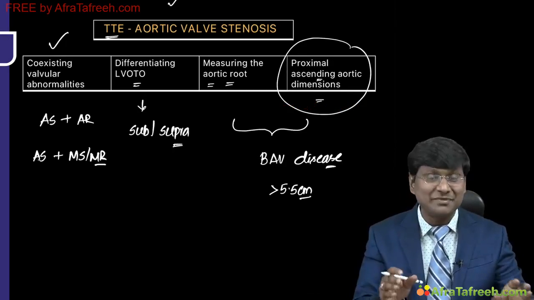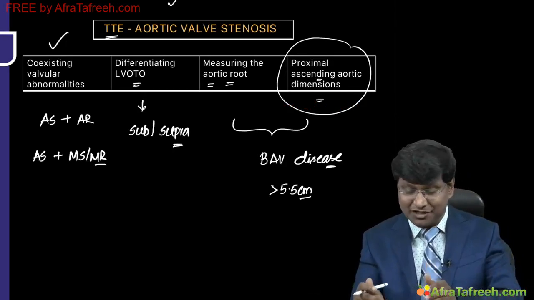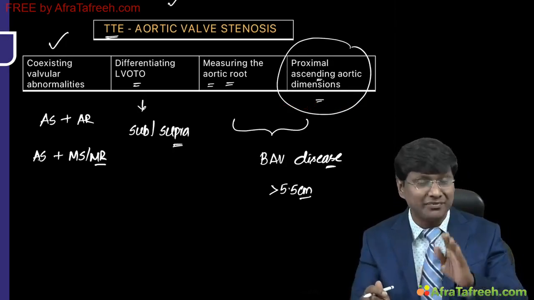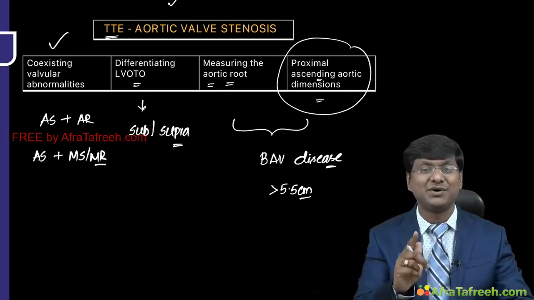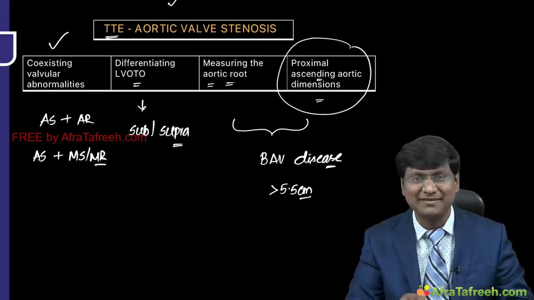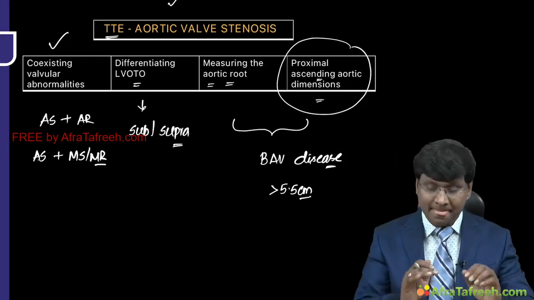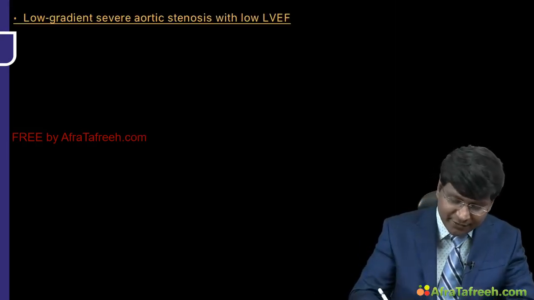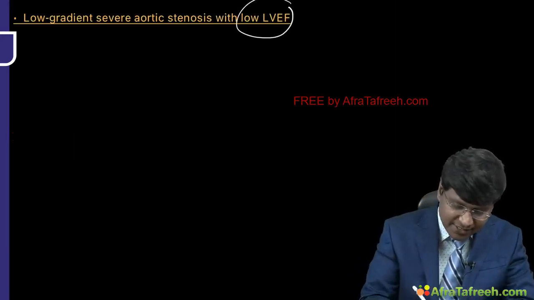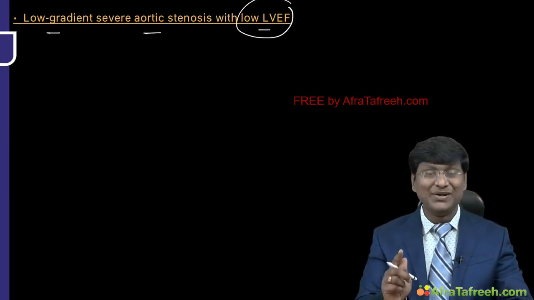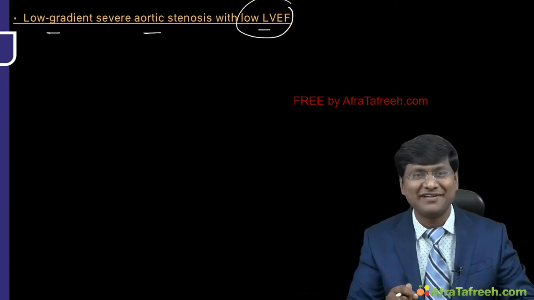So that is the reason why measurement of the aortic root and proximal ascending aortic dimensions are very, very important, particularly in cases of the bicuspid aortic valve. And in the 2D echo, another very important form of the aortic stenosis that we need to know is low gradient severe aortic stenosis with low left ventricular ejection fraction.